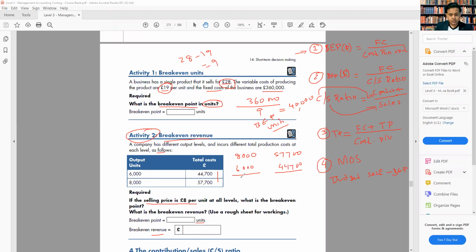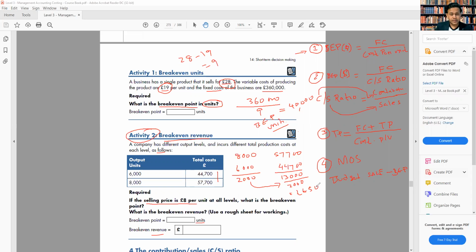So the difference is 2,000. And we'll find the difference, 57,700 minus 44,700. That will give me the difference. That will be 13,000. And after that, we'll take this one to find the variable cost per unit. So we'll divide 13,000 by 2,000. And that will give me the variable cost per unit, that is £6.50.